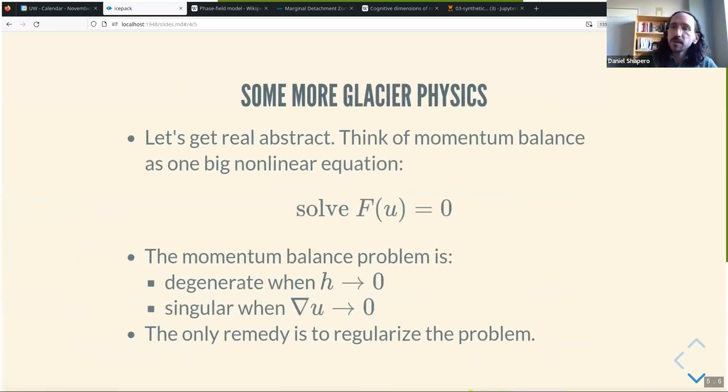I'm not going to talk about this a whole lot because I have an even crazier idea, which is, can we make the ice flow models work even in the limit of zero thickness? So if we think of solving the momentum balance equation as one big nonlinear equation, we always have to regularize that problem. The reason being that when the thickness goes to zero, this problem becomes degenerate. We get an equation of the form zero equals zero. And it's singular when the gradient of u goes to zero. So there's a term in this big fancy f that goes to infinity. So that's really nasty. And the worst part is they're multiplied by each other.